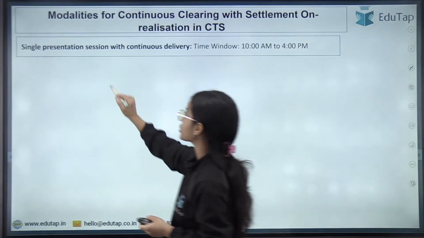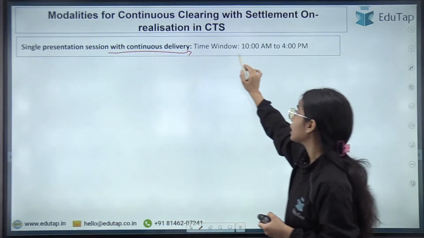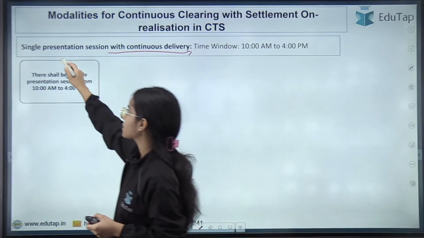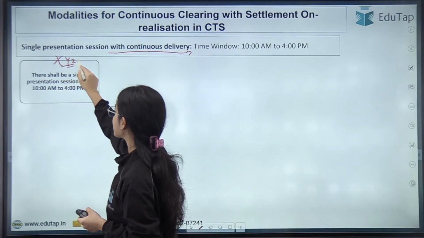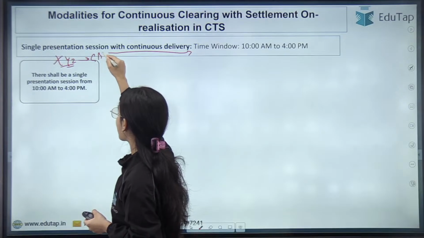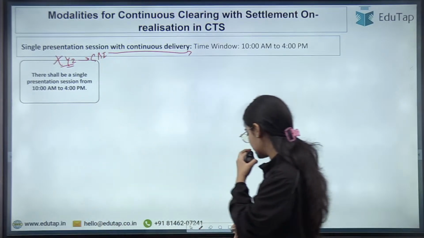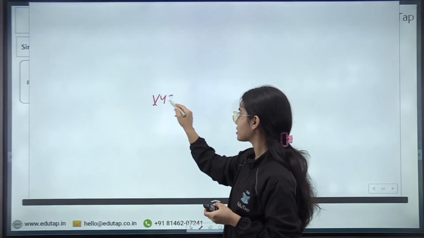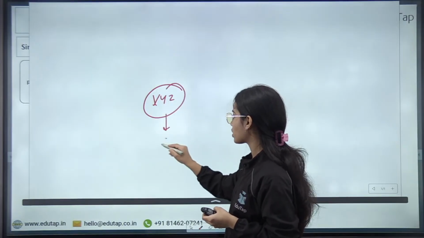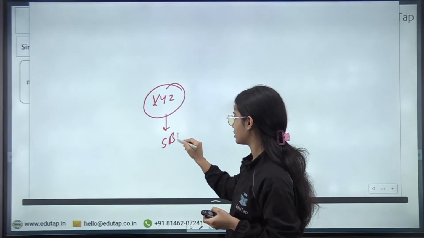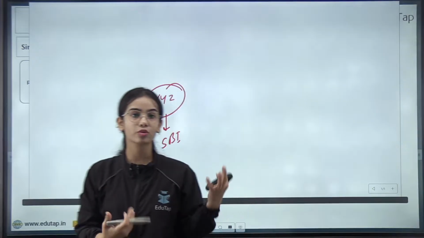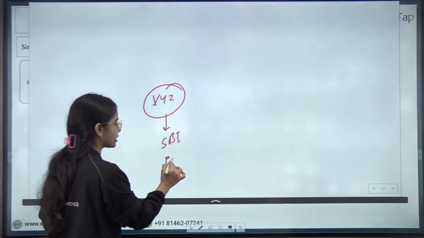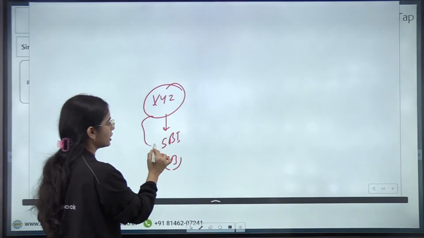Now, single presentation session with continuous delivery. Let's say that XYZ is presenting the check to the State Bank of India. XYZ is the one who has got the check, and XYZ is giving this check to the State Bank of India. This is the presenting bank, the bank of XYZ.